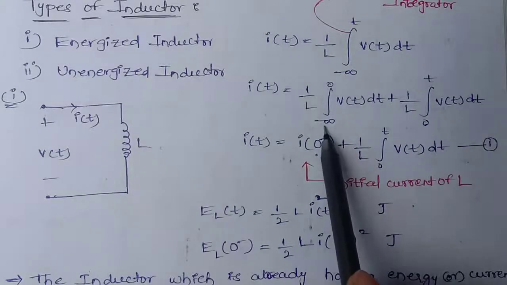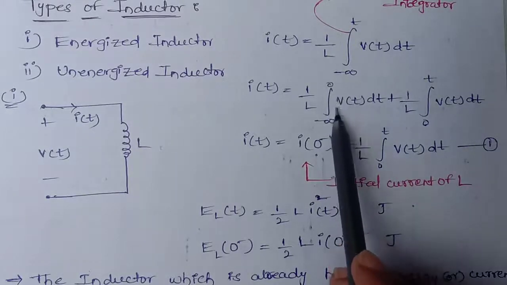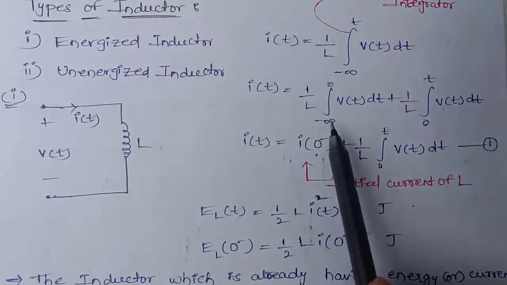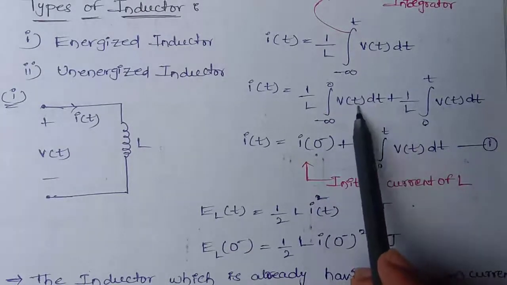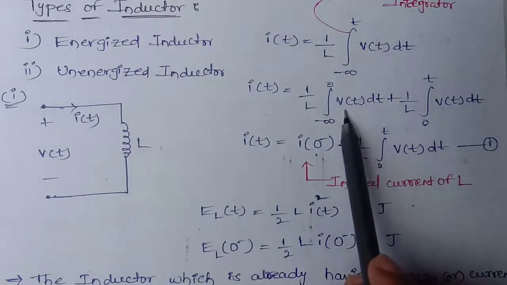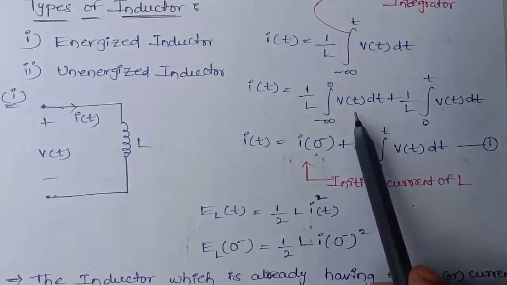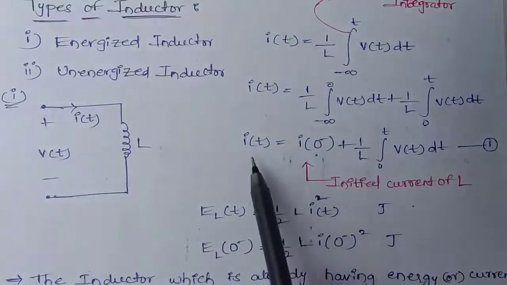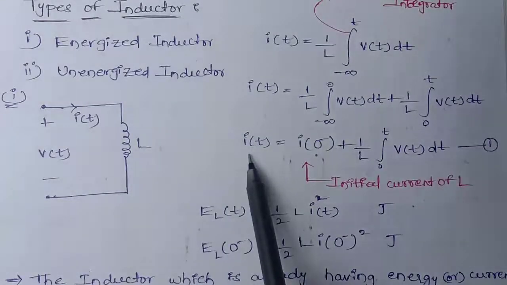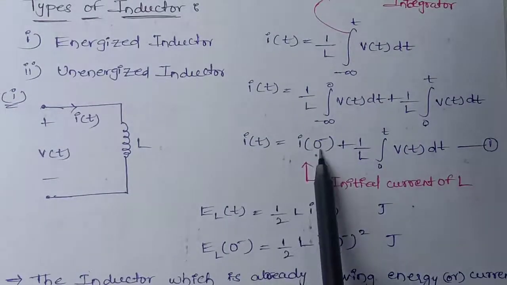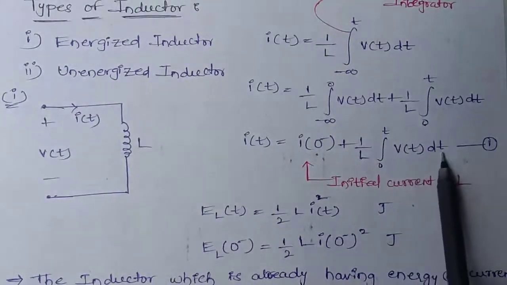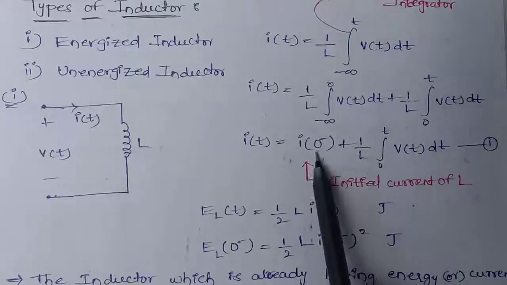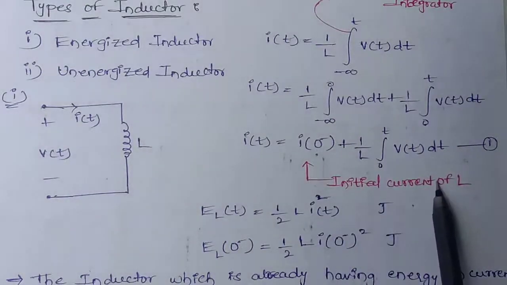The integration from minus infinity to 0 is the initial part. That means this is the current which is called the initial current, and it is denoted with i(0-). So we can write the energized inductor current expression as i(t) = i(0-) + 1/L integration from 0 to t of v(t) dt. This i(0-) is nothing but the initial current of the inductor.